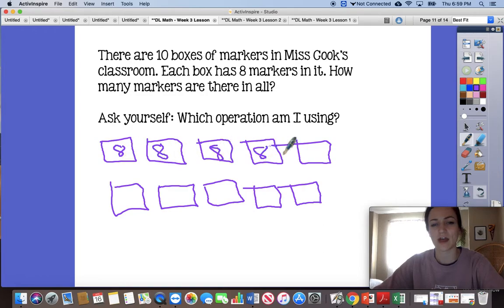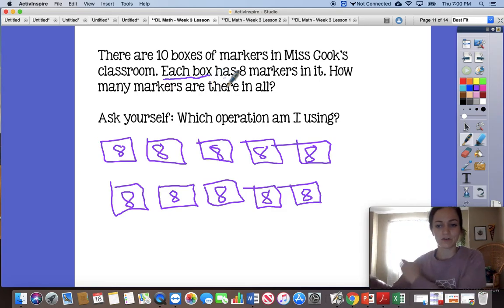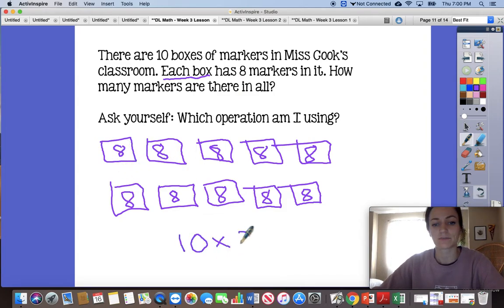So ask yourself, are you adding? Are you subtracting? Does she get rid of some markers? Are you dividing your markers? Do you know the total and you're dividing it? Or are you multiplying? For this one, we're multiplying, right? Because we have groups of 8. When it says each box, that helps me know that there's the same amount multiple times. So we're multiplying, okay? 10 groups of 8, okay?